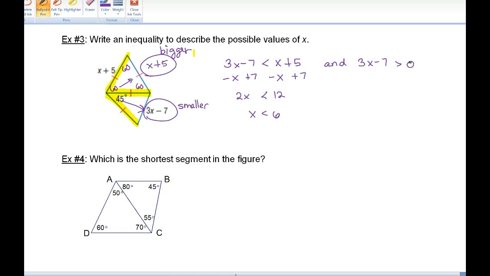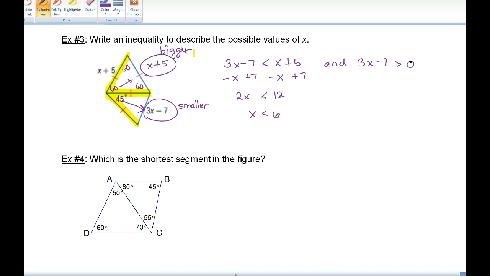Well, if x plus 5 is greater than 3x minus 7, then if 3x minus 7 is greater than 0, x plus 5 is greater than 0. This one is bigger, right? This one's smaller. So I have to make sure that the smaller one is bigger than 0. Because automatically, the bigger one will be forced to be bigger than 0. So that means x is greater than 7/3.